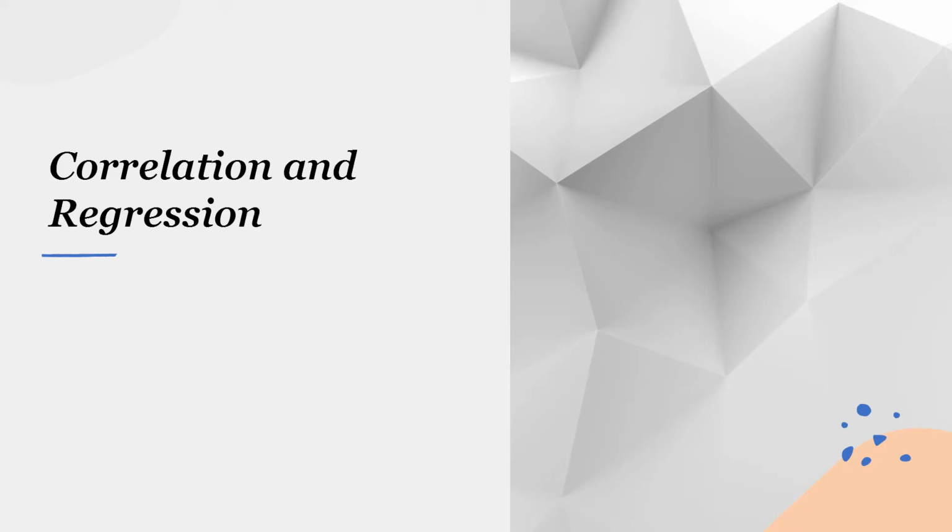So our topic for today is correlation and regression, and it's quite simple. It's just like your Spearman rank, but this time we're going to use it for normally distributed data. So let's start with the assumptions of the test.